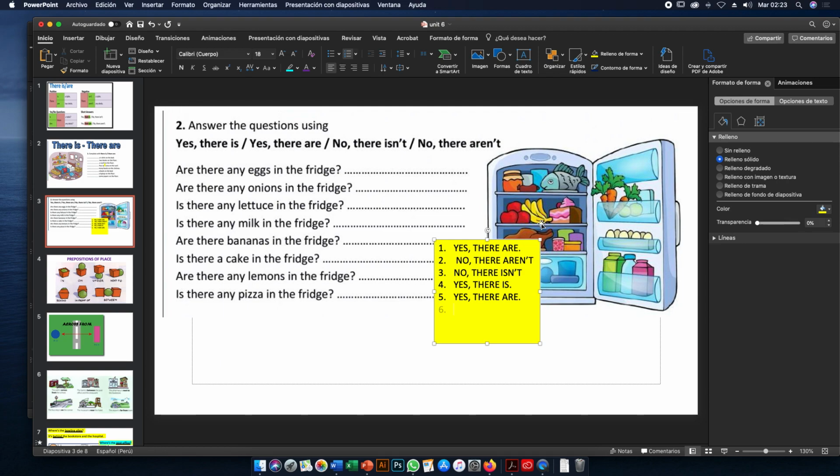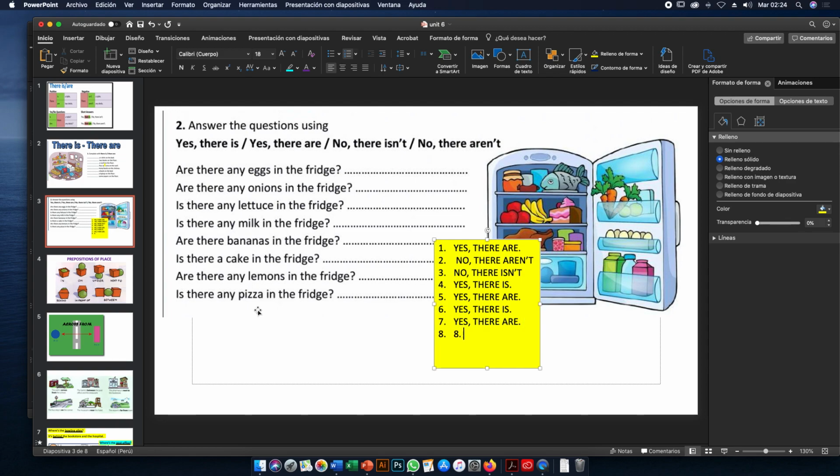Number six, is there a cake in the fridge? A cake. This is a cake. Oh, yes, I can see the cake. So you say yes, there is. Remember, there is for singular, there are for plural. Number seven, are there any lemons in the fridge? Are these lemons? Yes, these are lemons, I think. So we say yes, there are. Why? Because here says are there. So we answer using the same expression.